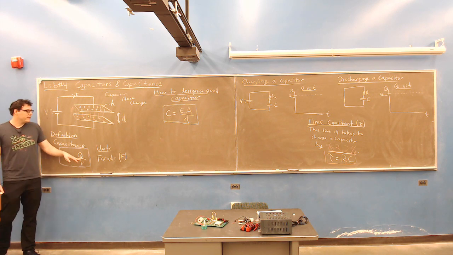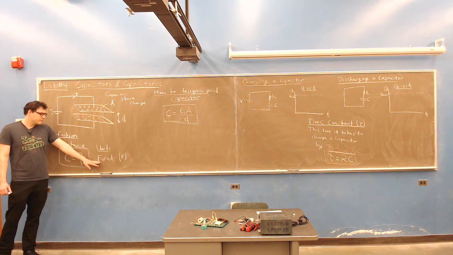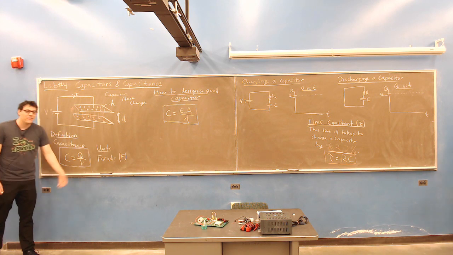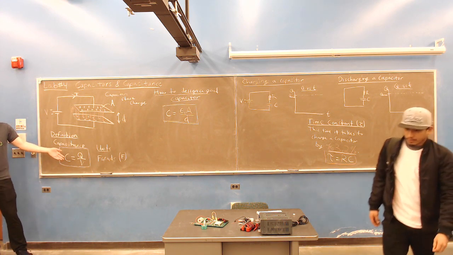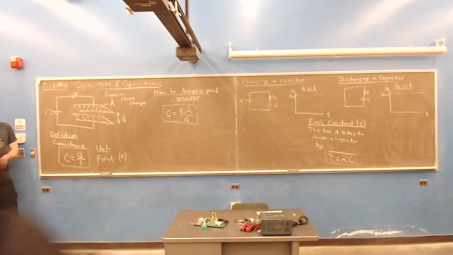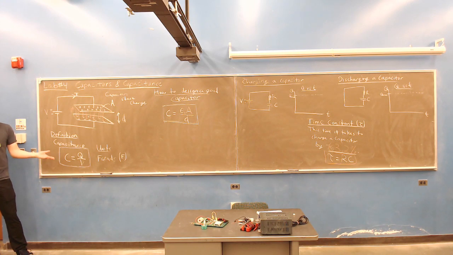The SI unit for capacitance is farads. Its symbol is an F. A farad is actually a very, very large capacitance. In most circuits, you'll probably see something like microfarads or even picofarads are common.